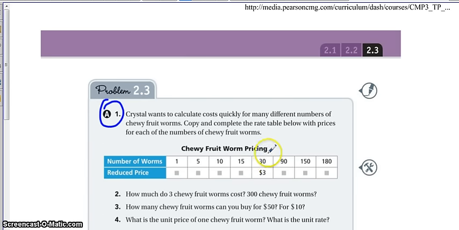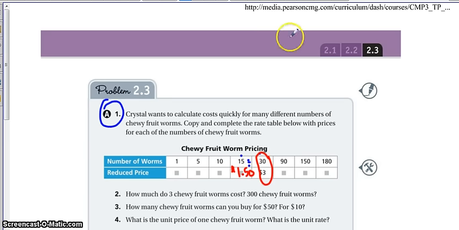I'm going to go ahead and fill out the lower half here. So we're going to go down and cut the number of worms that we're buying in half. So what do we need to do to the price? If I divided by 2 to get to my 15, I need to divide my $3 by 2, which means that my 15 worms would cost me $1.50.